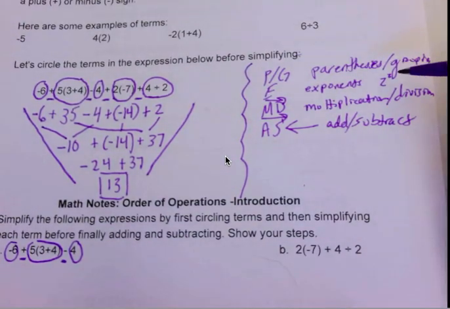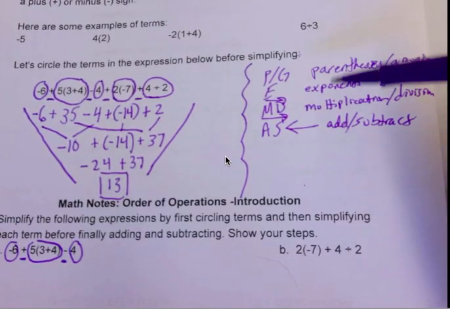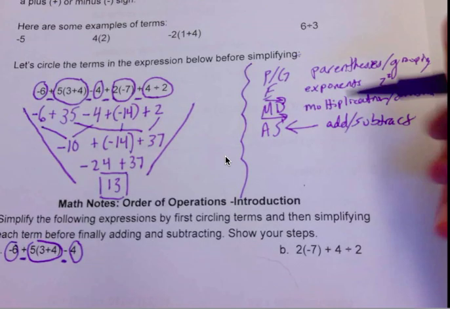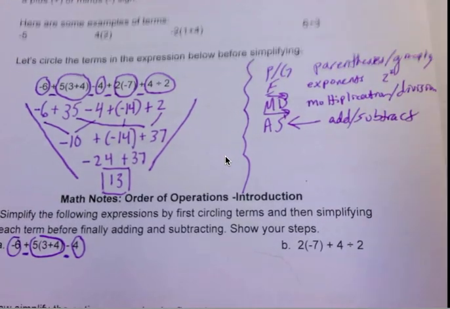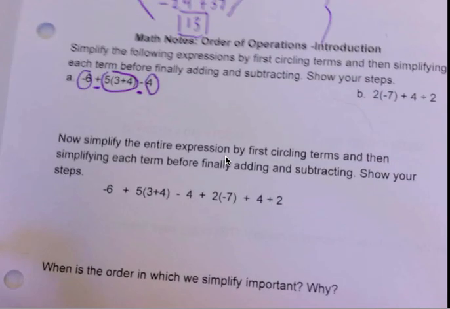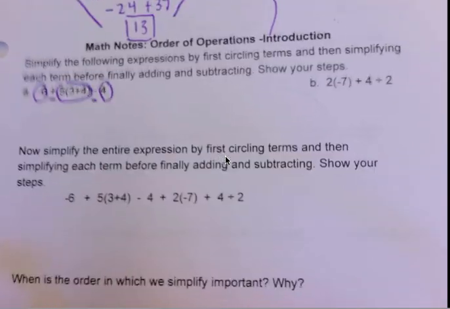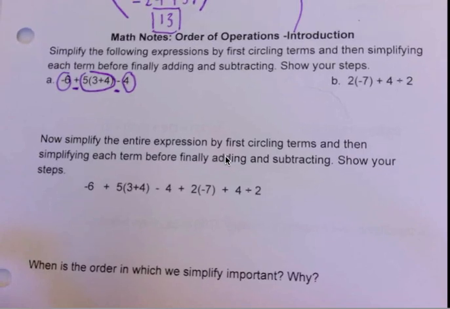Exponents would be the next thing. We always would simplify an exponent before multiplying it or adding it or something. And then multiplication and division, and then finally addition and subtraction. So this order of operations isn't listed down here, so make sure you write that down up above where we have a little bit more space.